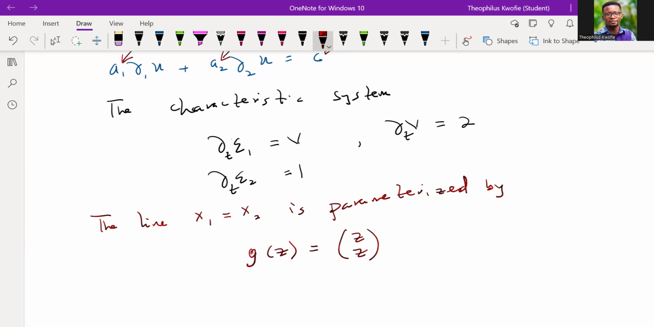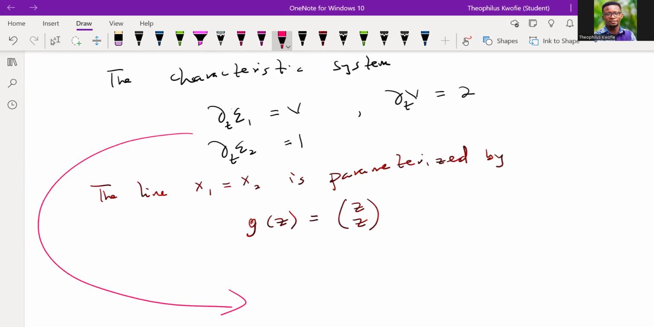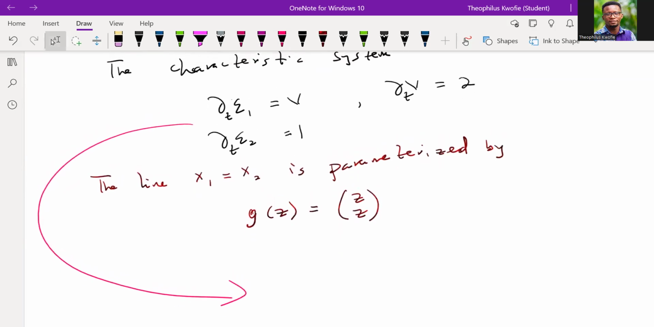Some fixed variable, let's call it z. Is that okay? And this parameterization is very important for us to carry out what we are trying to do. So by parameterizing, it just means that the initial condition for this characteristic system would be, so it just means that your xi1 would have its initial condition to be equal to the z.